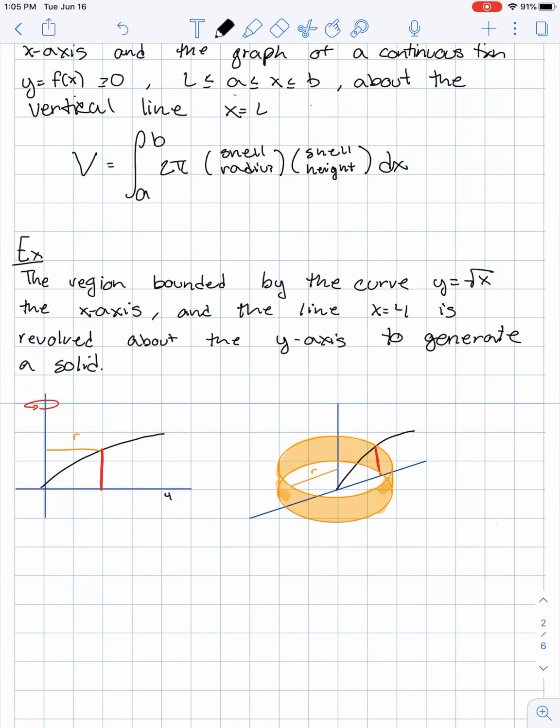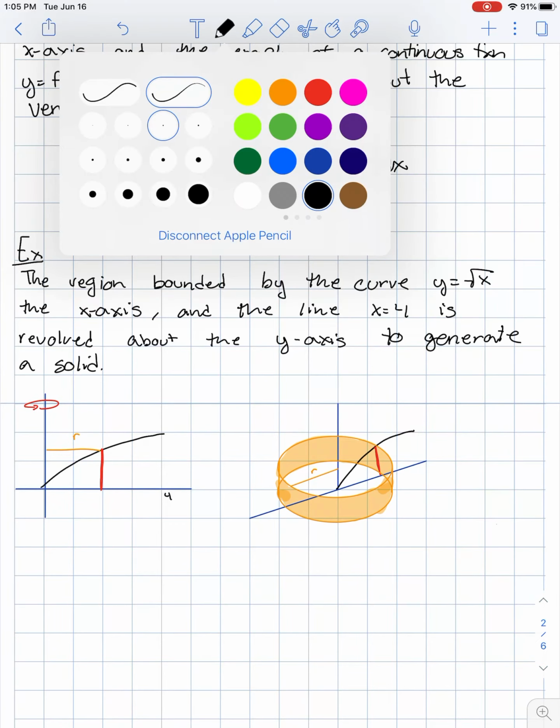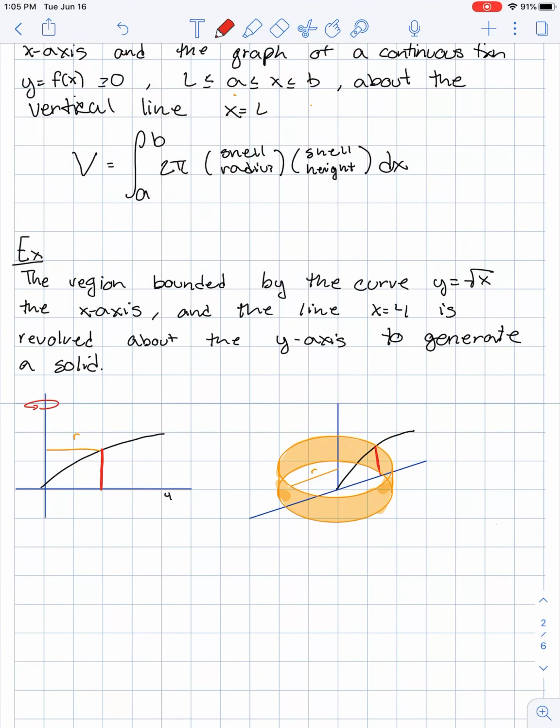The region bounded by the curve y equals square root of x, the x-axis, and the line x equals 4 is revolved around the y-axis to generate a solid. We'll make it another black line because it's a curve. So x equals 4 is right here. So I'm going to take this area and revolve it around the y-axis.